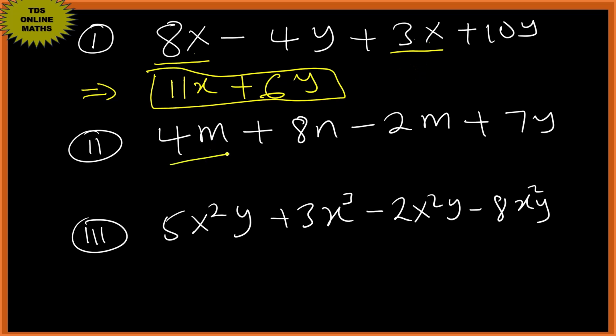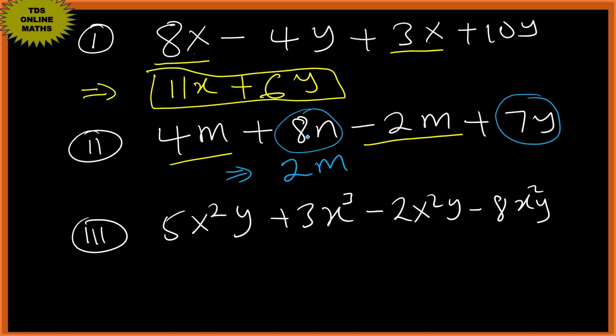We have 8m plus 8n minus 2m plus 7y. Now we have 8m here minus 2m there. So they are the like terms. So we can put them together. So that will be 6m because 8 minus 2 is 6. And since we have no other terms that we can add, I'll continue by adding the rest, 8n, then 7y. So that's the answer.